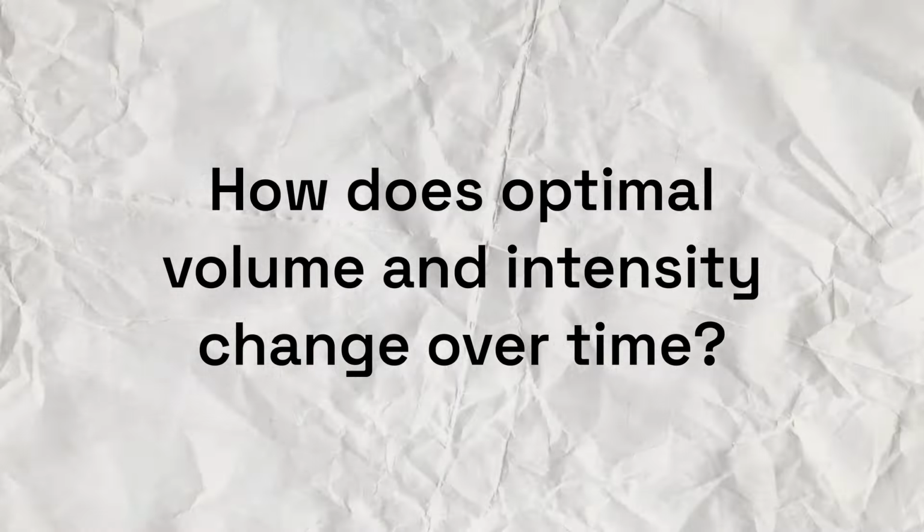So how does optimal volume and intensity change over time? Now, like I mentioned before, optimal volume and intensity is in a constant state of flux. Although short term, it doesn't change that much. As your biology changes over time, it can change quite a bit, especially when you start to approach your late 30s, then become a masters lifter.